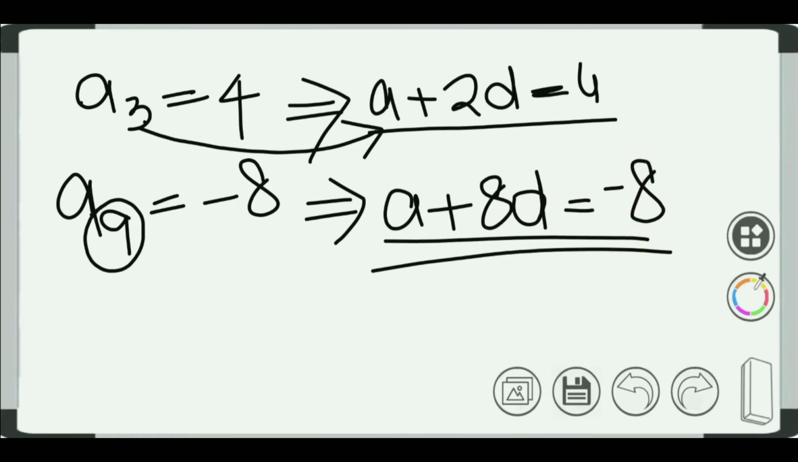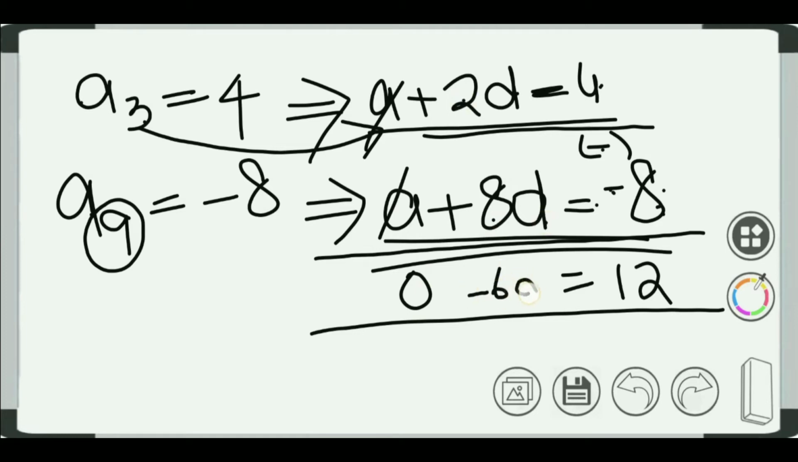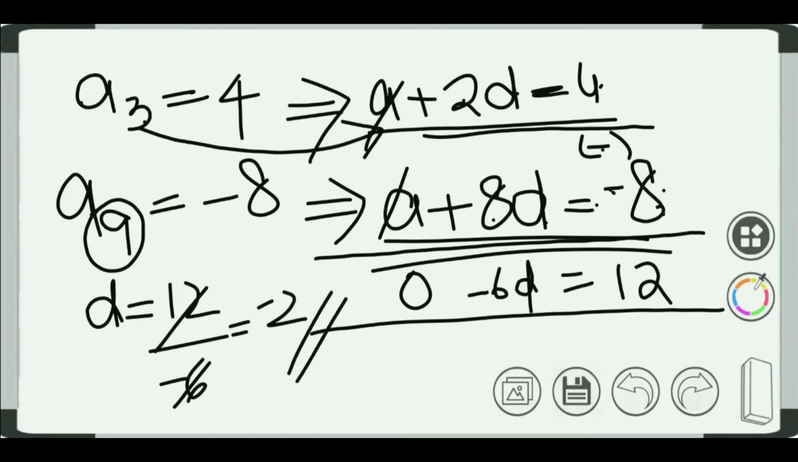So with this two information, I can find A and D by elimination method. I am eliminating, subtracting. 4 minus minus 8. I am subtracting, so 4 minus minus 8, 4 plus 8, 12. A got cancelled. 2D minus 8D. That means 2 minus 8, minus 6D. Therefore, what is D? D is equal to 12 divided by minus 6, minus 2. So you got the value of D as minus 2. Now you can find the value of A.